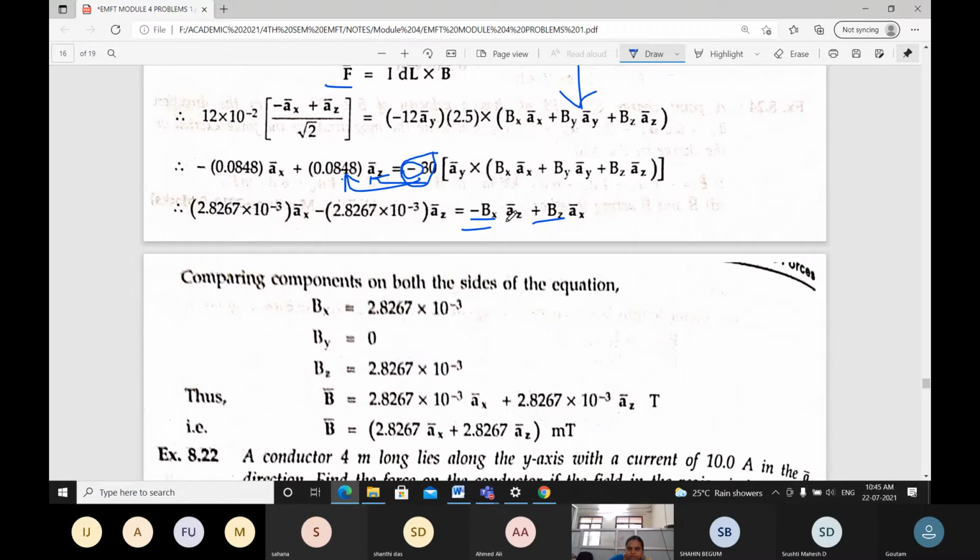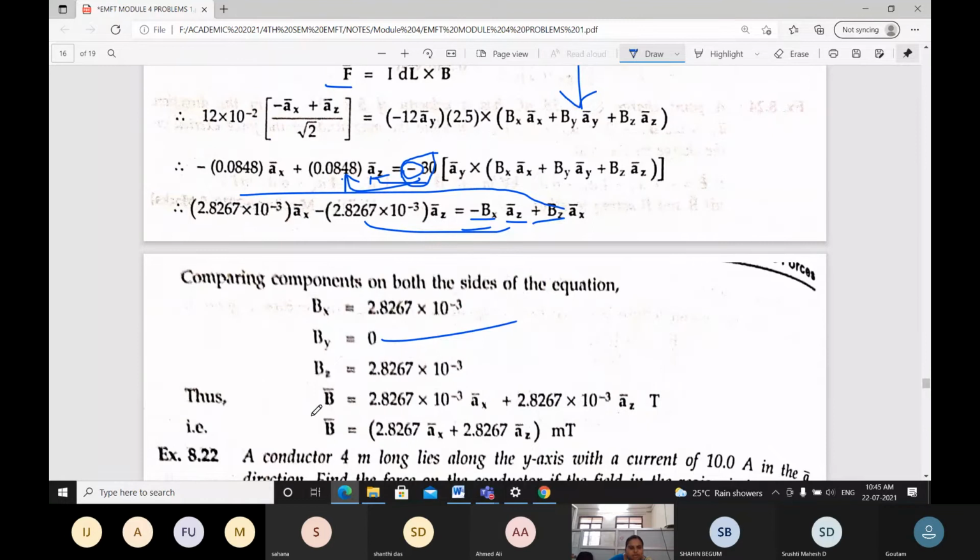BX is going to be with respect to AZ, and BZ is with respect to AX. Therefore, BX is going to be 2.8267 into 10 raised to minus 3. In this case, BY does not appear, for that reason its value is going to be 0 only. BZ is going to be 2.8267, almost the same value, into 10 raised to minus 3.